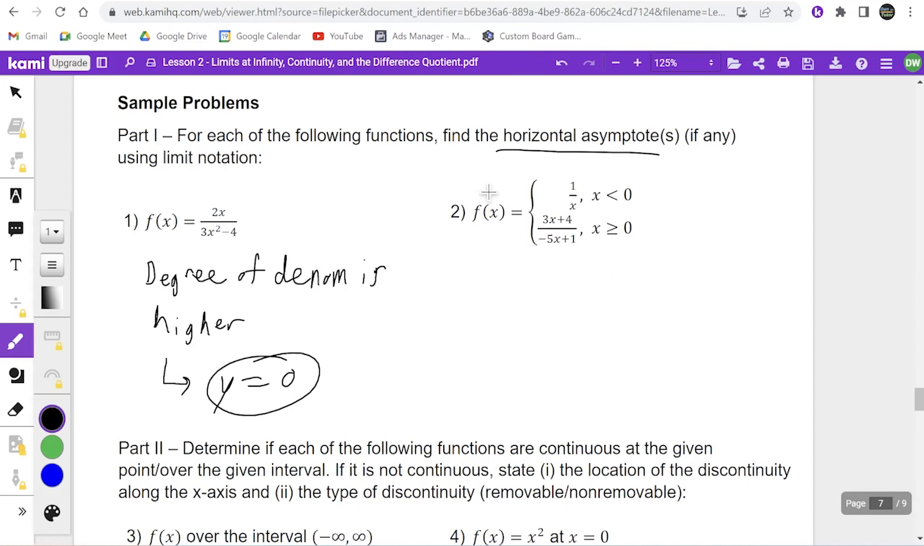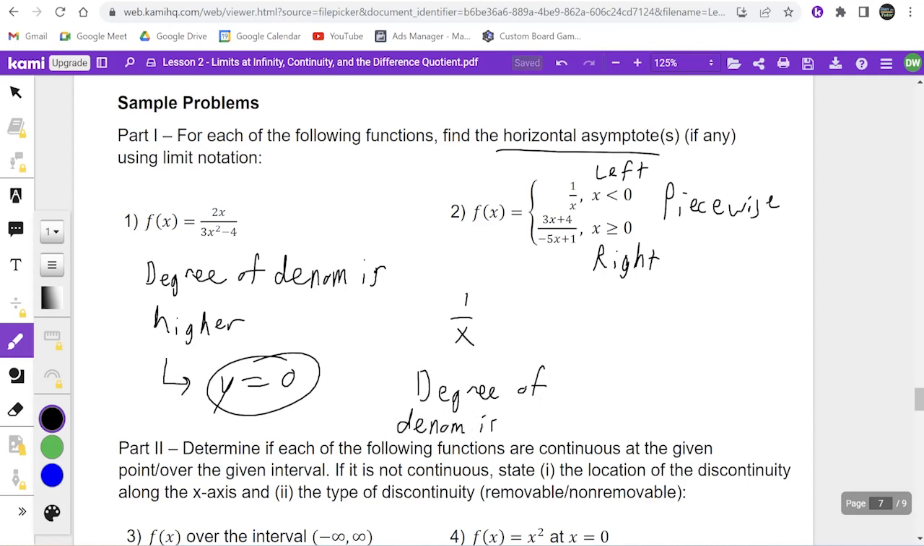And then for number 2, we have a piecewise function. Piecewise functions are annoying because there are 2 potential answers. In other words, the behavior of the graph is doing something for the left side, which is x is less than 0, and it's doing something different for the right side, which is x is greater than or equal to 0. What do? I'll show you. You would first deal with the left side, which is like 1 over x, and for this one you would say, degree of denominator is higher. So we've got one horizontal asymptote at y equals 0.